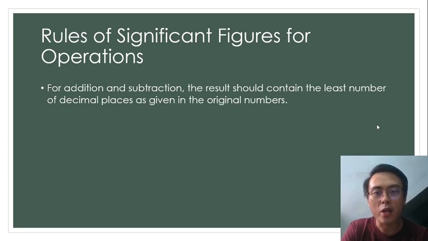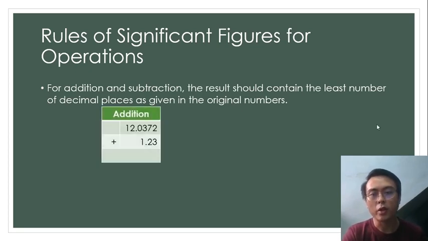For addition and subtraction, the result should contain the least number of decimal places as given in the original numbers. So we are not even depending on the number of significant figures yet. We are just depending on the number of decimal places. So let's see an example.